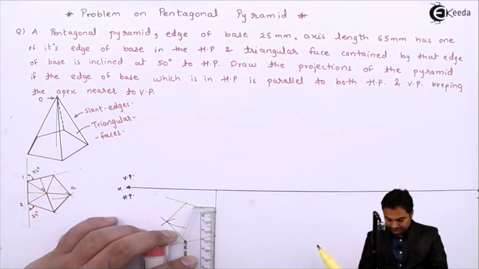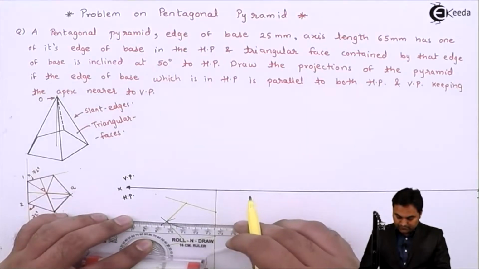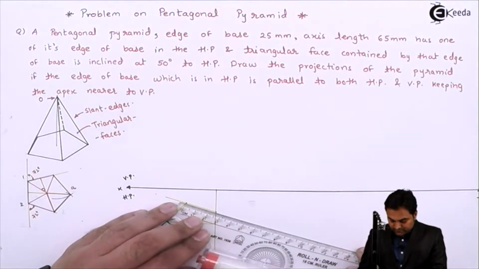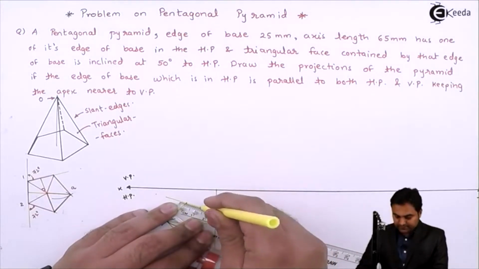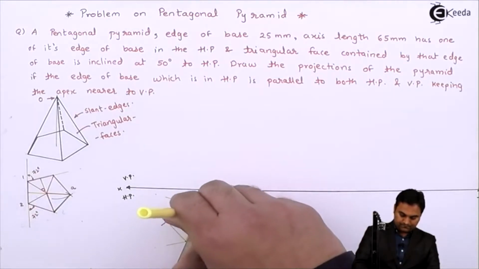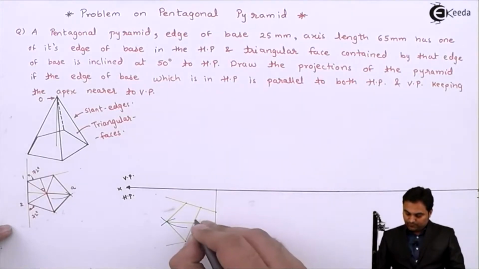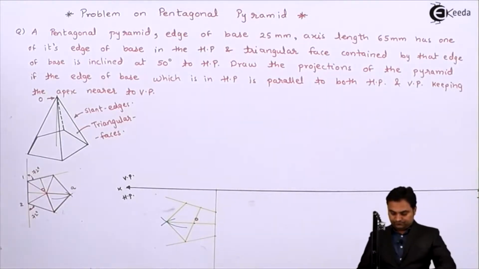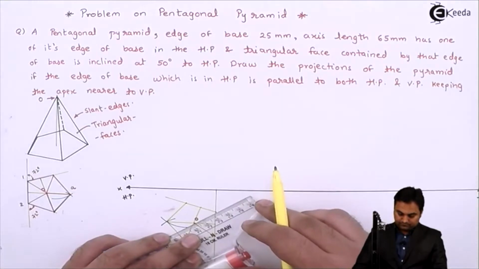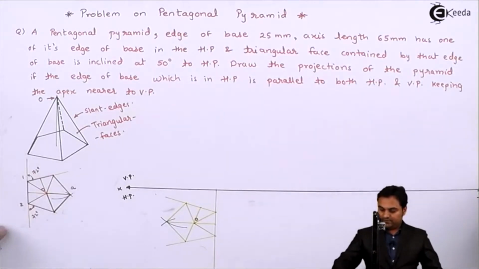Taking the midpoint, joining it to this corner, opposite corner. Then taking any one of the sides, taking its midpoint and joining it to the opposite corner. So here I get the intersection point, which will be called as the apex O, joining all the corners to the apex to get the slant edges. Then I'll be giving the notations to it.